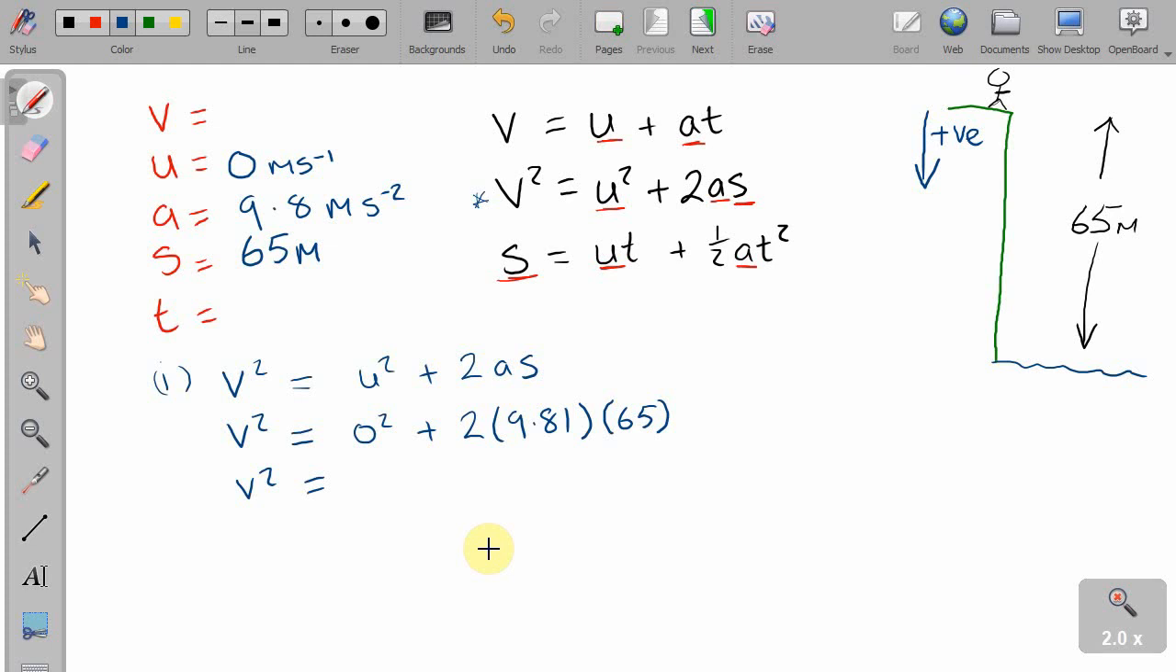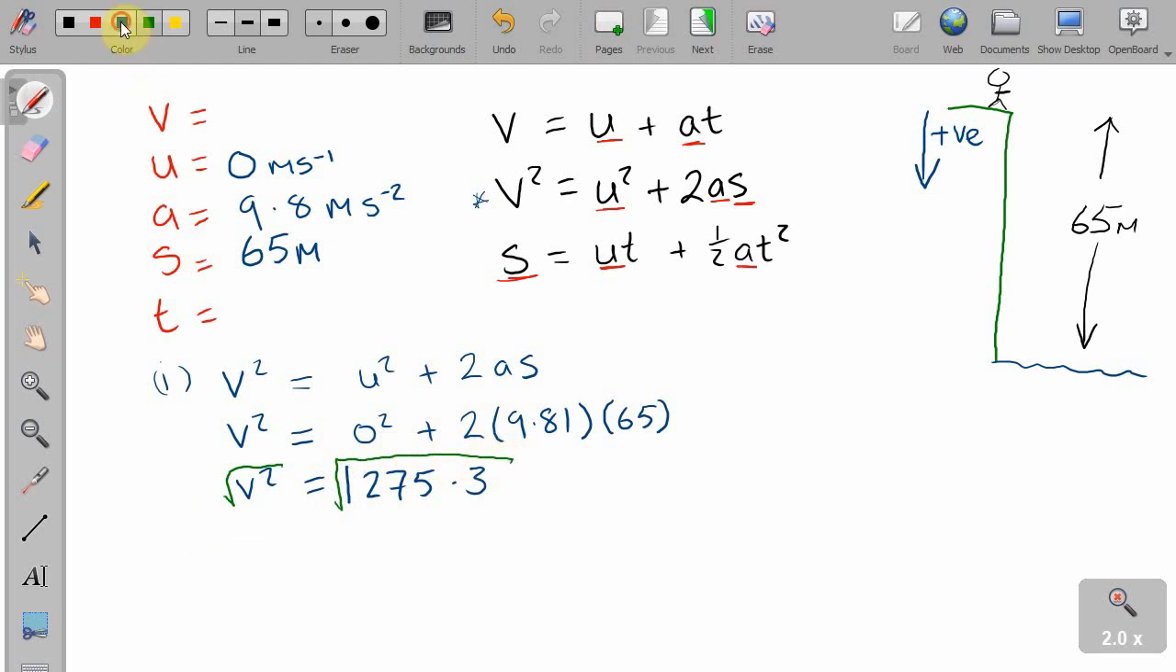9.81 by 2 by 65, and that gives me a value of 1275.3. But this is squared, so I want V on its own. In order to do that, I would have to do the square root of this, which means I have to do the square root of this side. I can show that like this if you want. So I'd have to do the square root of that in order to get V, which means I'd also have to do the square root of that whole thing there.